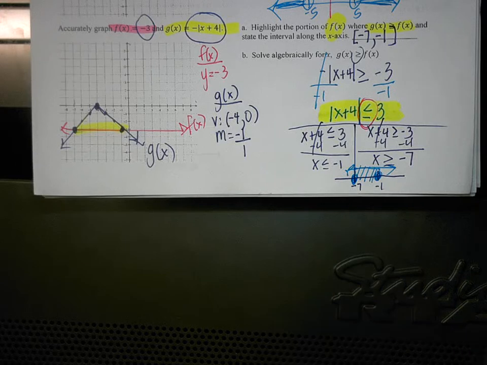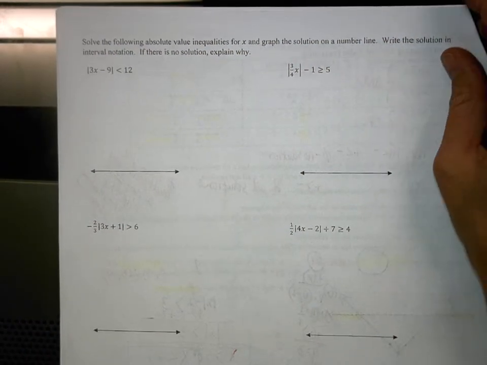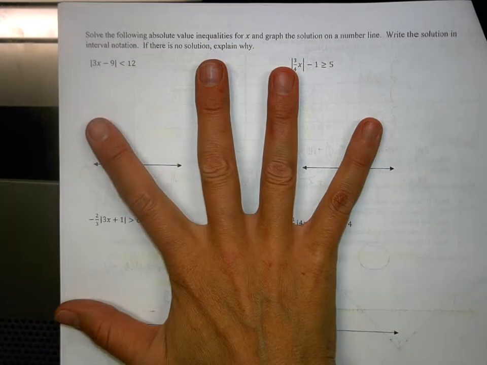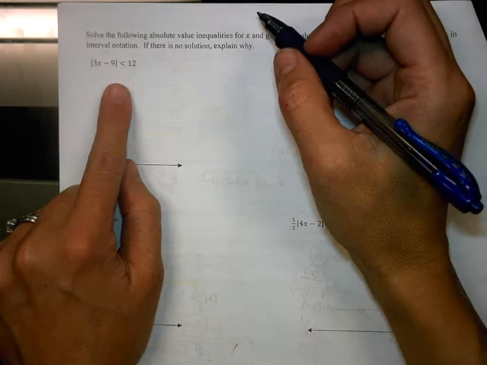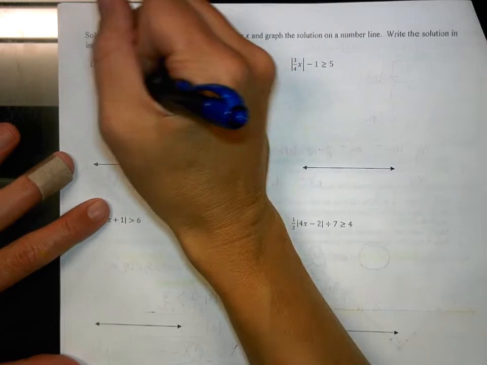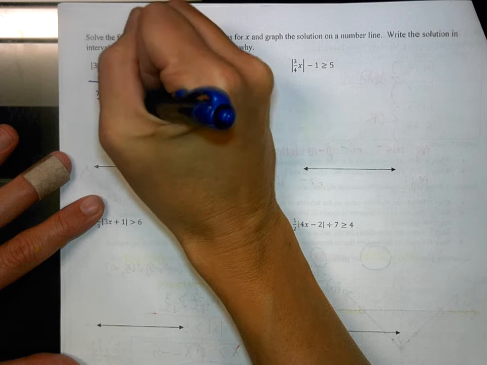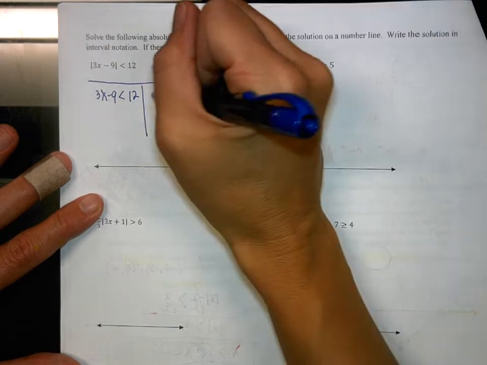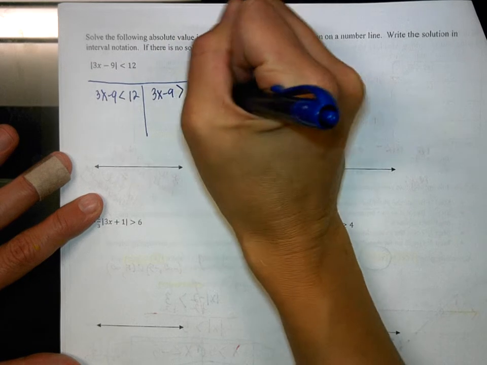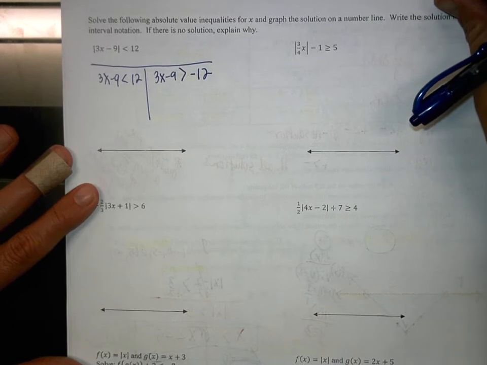Okay, we're going to turn to the back. These, we are just going to solve them. Once your absolute value is by itself, you set up your two equations. One will be 3x minus 9 is less than 12. The other one will be what? Perfect. 3x minus 9 is greater than negative 12, and we are going to simplify both of them.